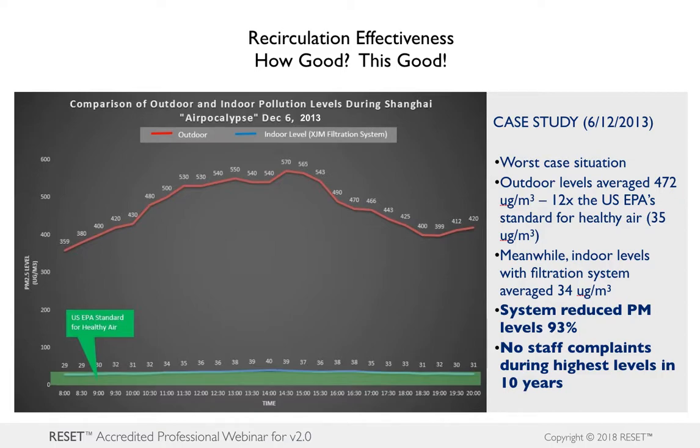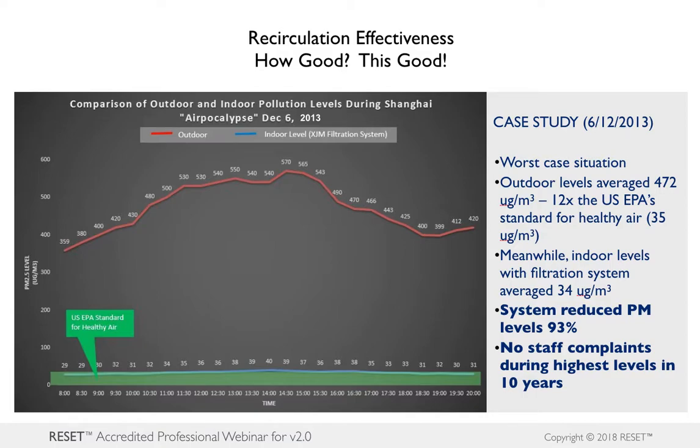So I want to talk for a second about a case study that implemented one of these recirculation filtration systems in their space. This is a client that was extraordinarily private. We had to sign NDAs with them, and the entire case study was kept in absolute confidence until this day. That was recorded back in 2013, and again, this was in Shanghai. This was called the Air Apocalypse of 2013. Since then, there have been many, but this was one of the first.